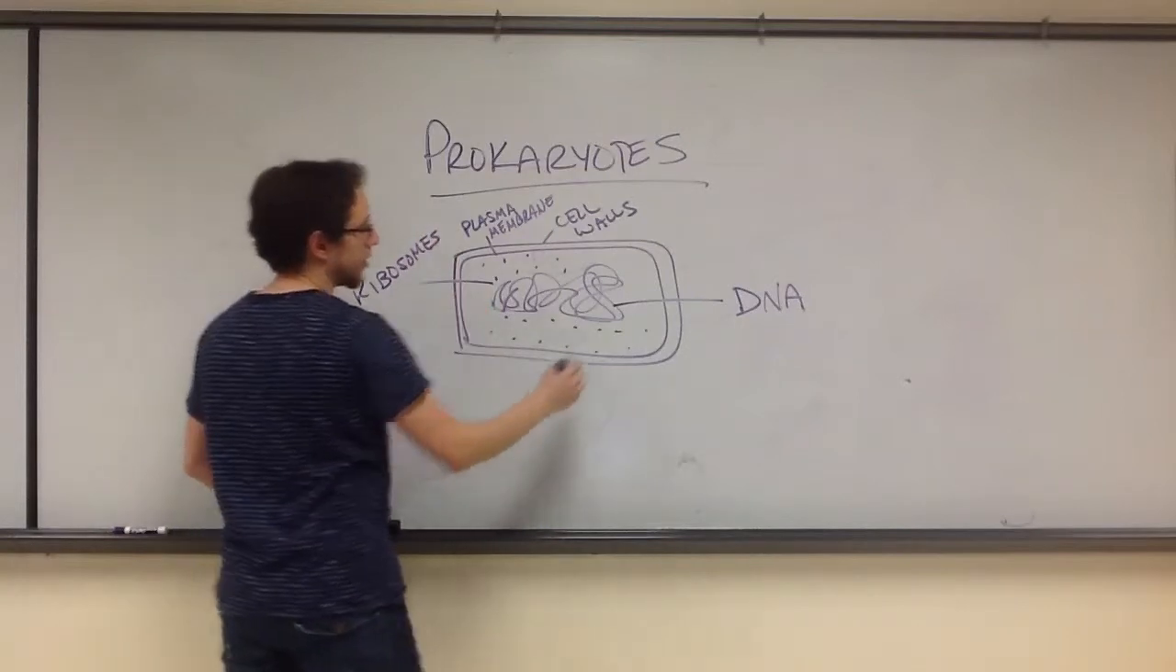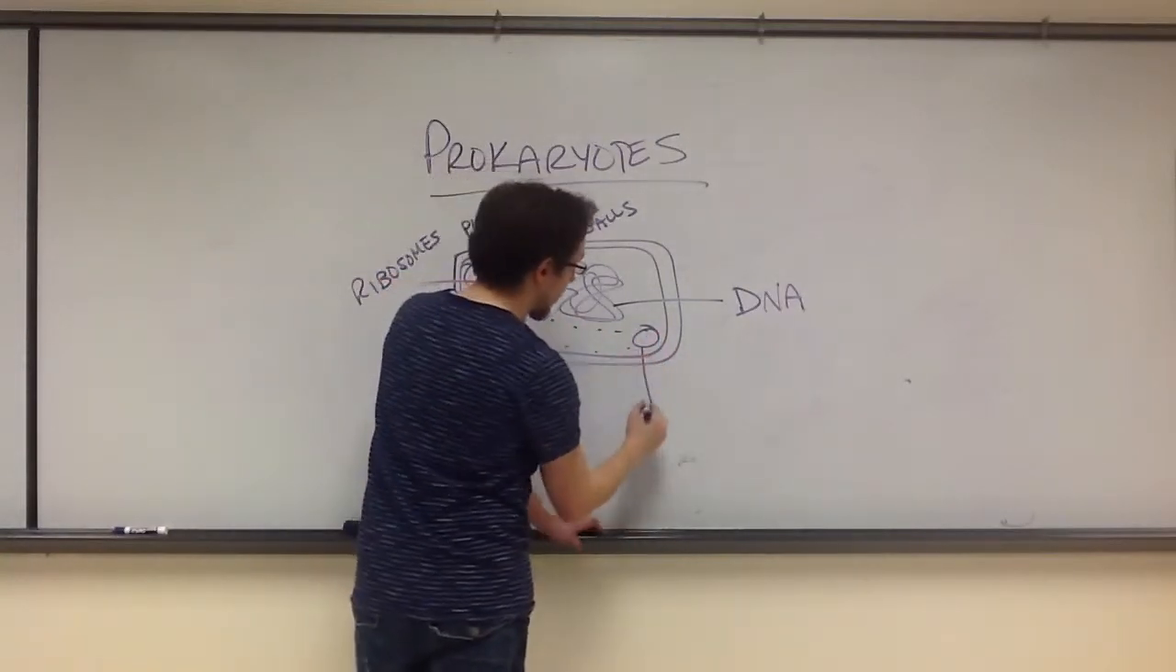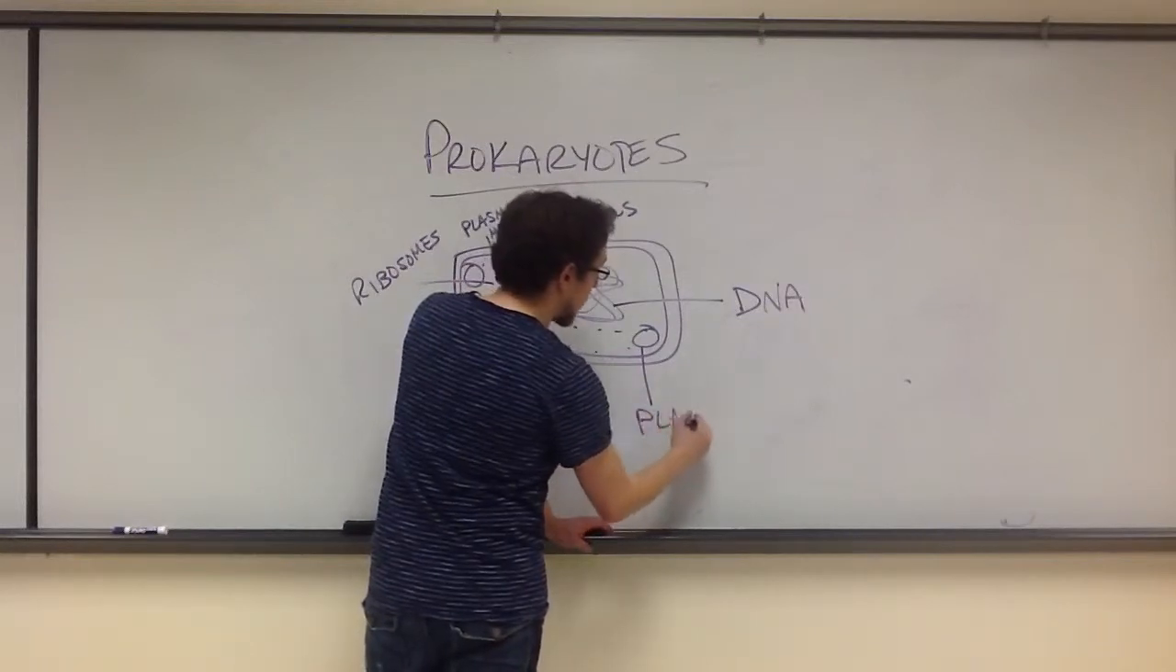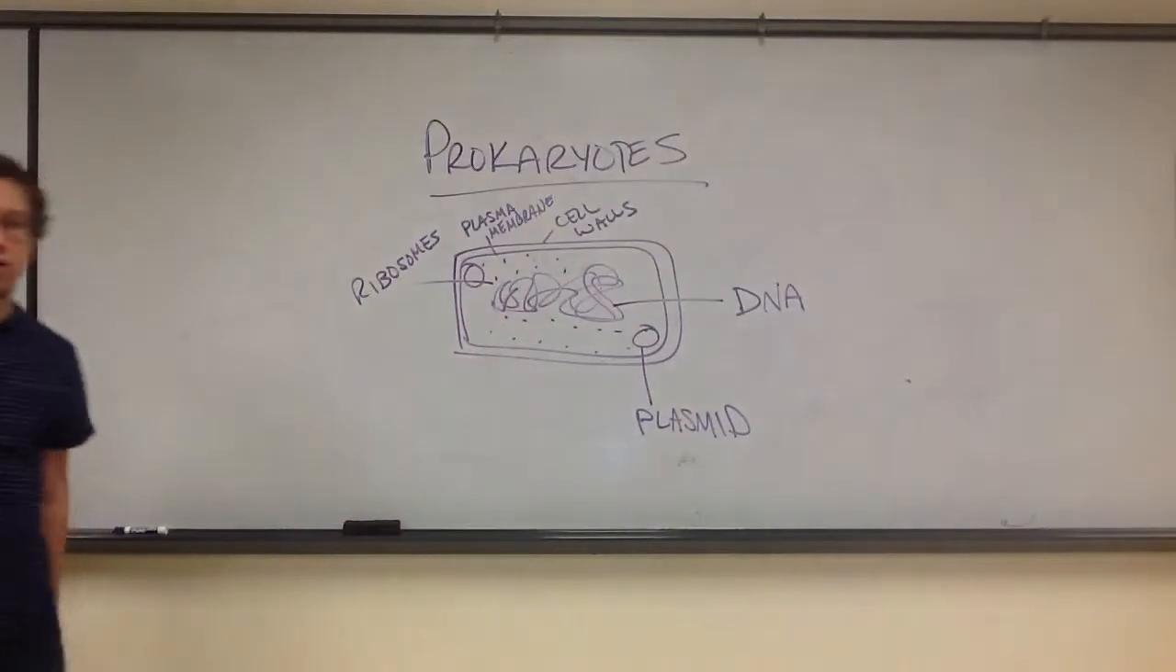And finally, they're going to have small circular pieces of DNA they can take up from their environment, and they can actively express genes from these pieces of DNA. And these pieces of DNA are called plasmids.